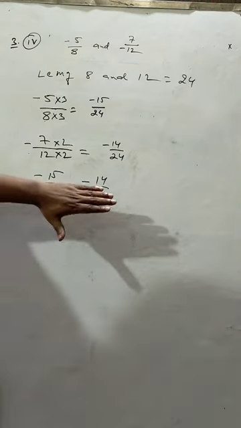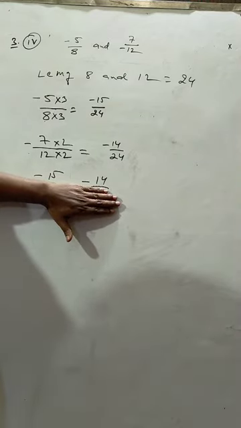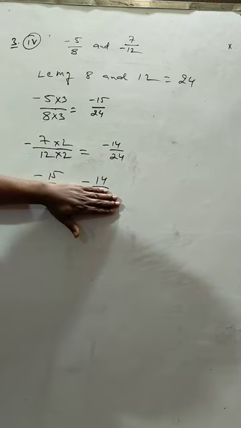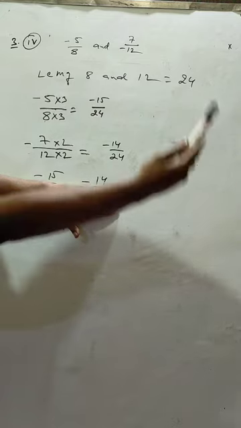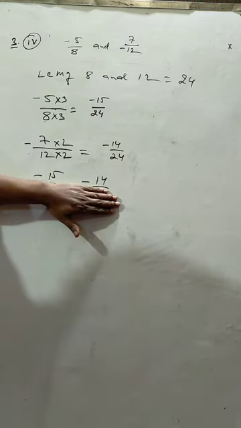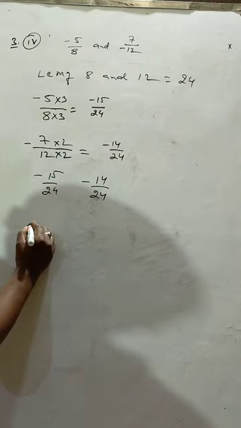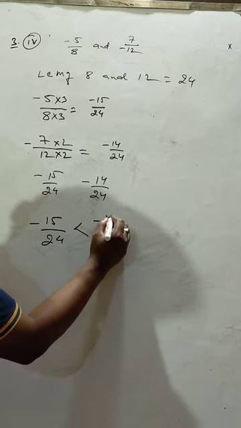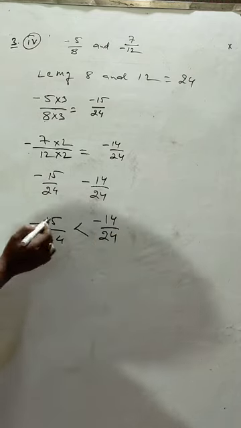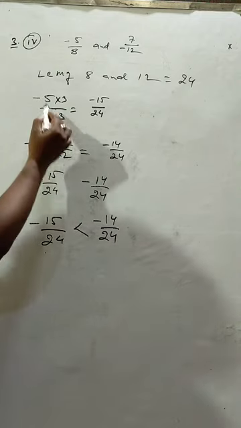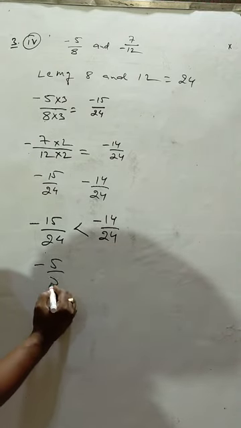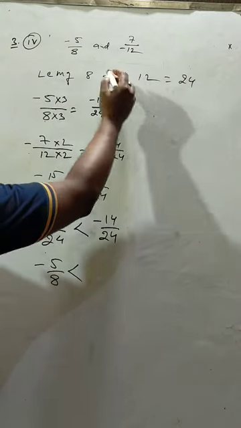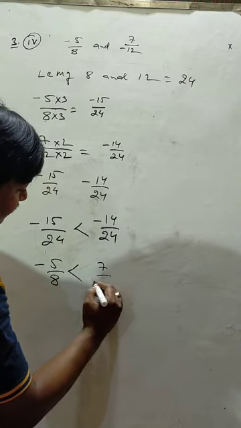How will we compare? We will ignore the denominator. Now we can easily compare minus 15 and minus 14. Minus 14 always comes to the right side of minus 15 on the number line. Therefore minus 15 is smaller than minus 14, so the fraction minus 15 by 24 is also smaller than minus 14 by 24. So minus 15 by 24 comes in place of minus 5 by 8, and minus 14 by 24 comes in place of minus 7 by 12 or 7 by minus 12.